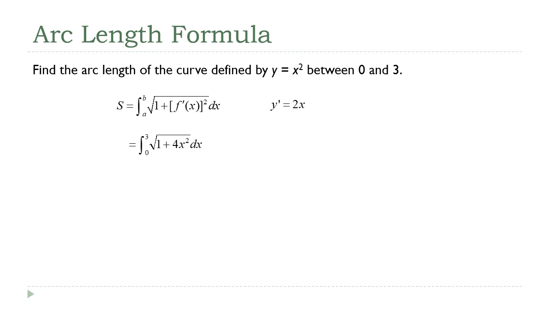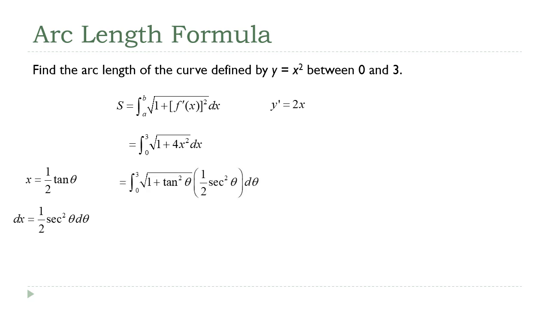Well, hopefully you remember from the last chapter, this is something that we're going to handle trigonometrically. So I'm going to do the substitution x equals 1/2 tangent theta, which means dx equals 1/2 secant squared theta d theta. All right, so if I make those two substitutions, the integral becomes the integral from 0 to 3 of the square root of 1 plus tangent squared theta times 1/2 secant squared theta d theta.